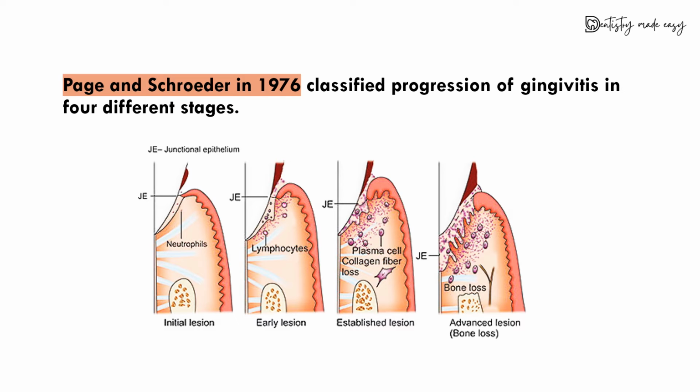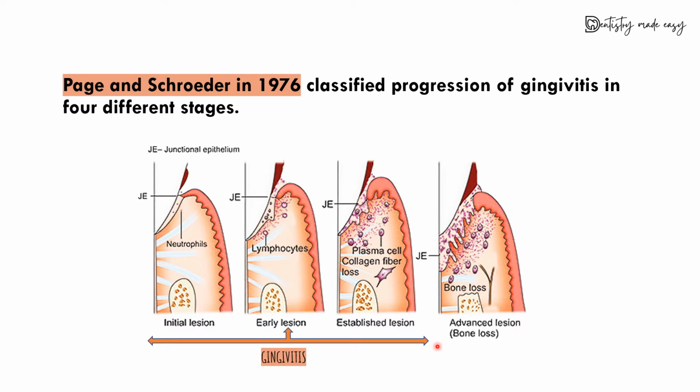So Page and Schroeder gave this classification of gingivitis, or how gingivitis progresses, in 1976, and they classified it into 4 stages. The first stage is the initial lesion, next is the early lesion, the third stage is the established lesion, and the fourth stage is the advanced lesion, in which you will see there is bone loss. In these 3 lesions, you can see the bone is intact and there is no loss of the bone, whereas in the advanced lesion there is bone loss.